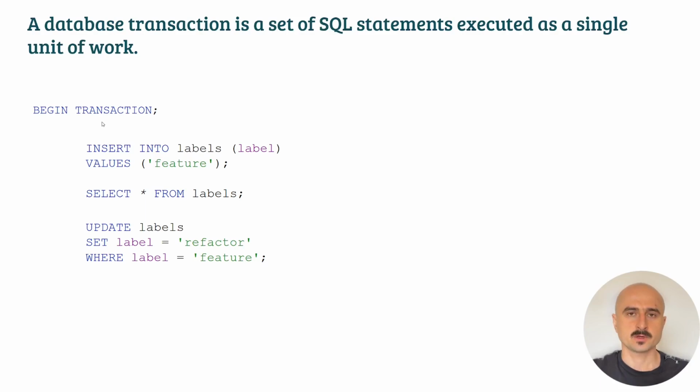So let's pause for a second and see what's happening. We execute a begin transaction first, and the way it works is that every SQL statement that you execute after the begin transaction is part of that transaction. So in this case we have a transaction which has 3 SQL statements in it.